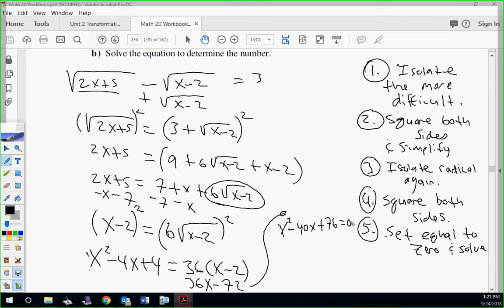Right, now we have to factor. Holy, these are fun. See if you guys come up with it. We factor 76 to get you 40. Yep, 2 and 38, good. So it's x minus 2, x minus 38. So our answers are x is 2, x is 38, but we have to verify.